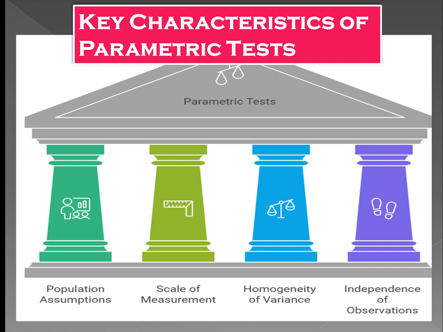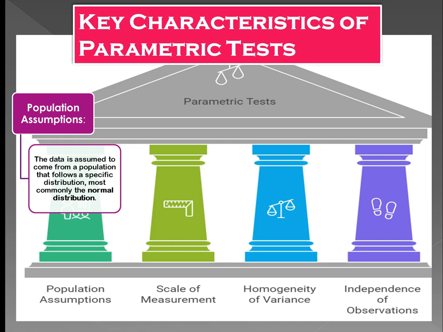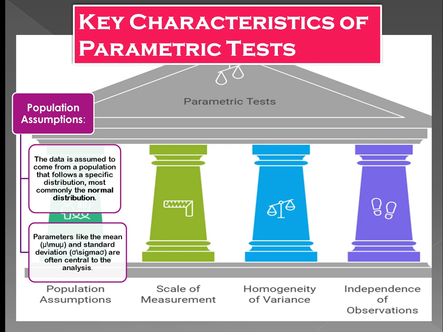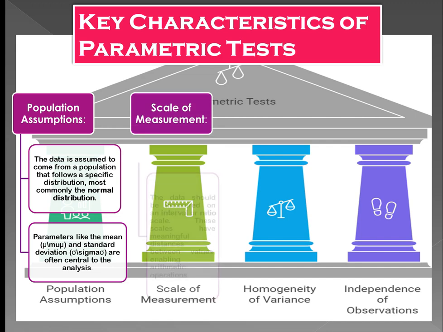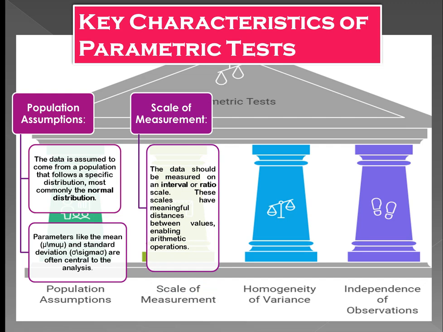Key characteristics of parametric tests. 1. Population assumptions. The data is assumed to come from a population that follows a specific distribution, most commonly the normal distribution. Parameters like the mean, mu, and standard deviation, sigma, are often central to the analysis. 2. Scale of measurement. The data should be measured on an interval or ratio scale. These scales have meaningful distances between values, enabling arithmetic operations.